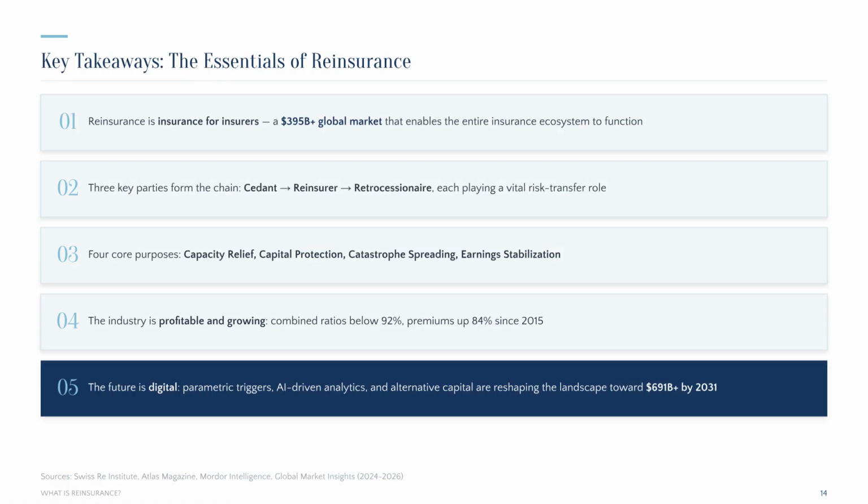In summary, reinsurance is the vital infrastructure of the global insurance industry. It provides the capacity, protection, and stability that enable insurers to serve their customers effectively. The industry is evolving, becoming more digital, more data-driven, and increasingly essential in the face of rising global catastrophe risks.